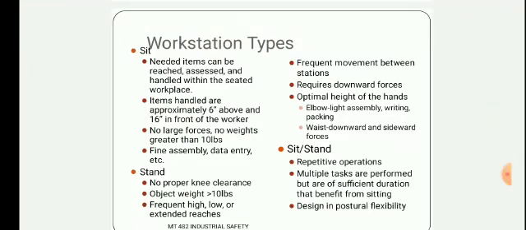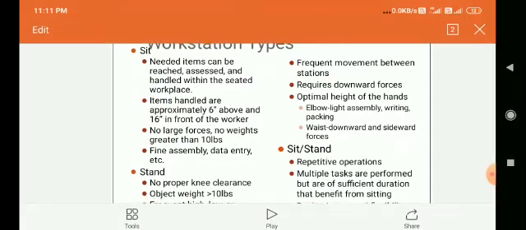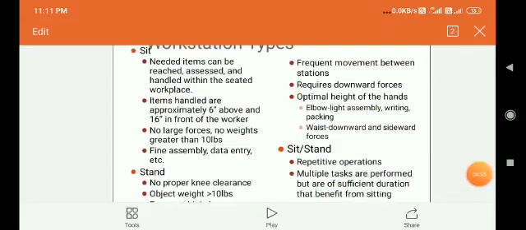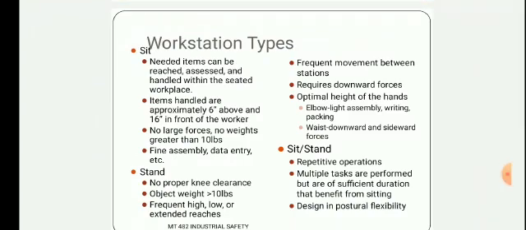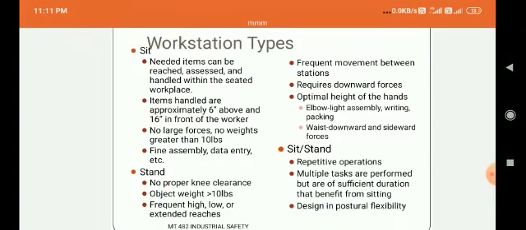Optimal height of the hands, elbow, light assembly, writing, packing, etc. These must be optimum. Waist downward and sideward forces must be optimum. Okay, then sit or stand, both ways. Repetitive operations may have to sit or stand. Multiple tasks are performed but of sufficient duration that benefit from sitting. Design in posture flexibility. These are the things, some of the jobs we can do by sitting or standing.